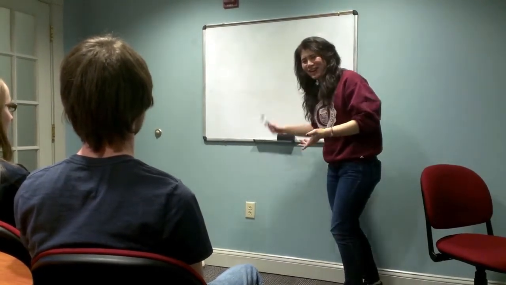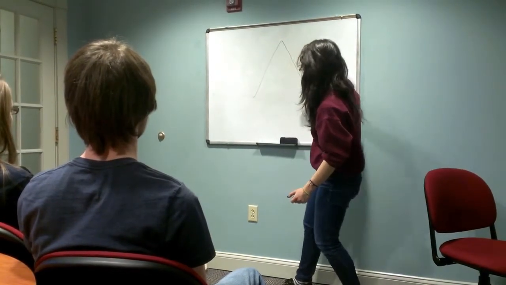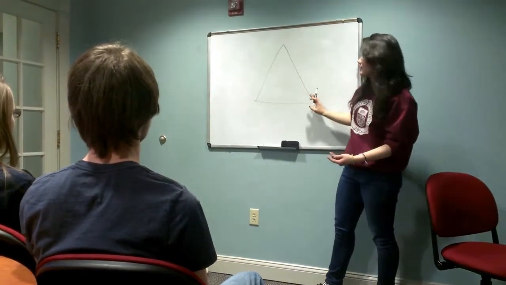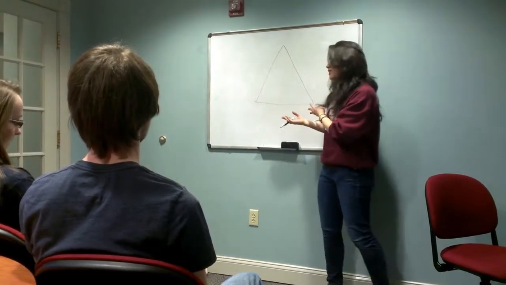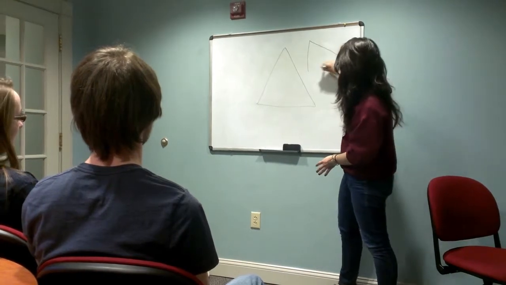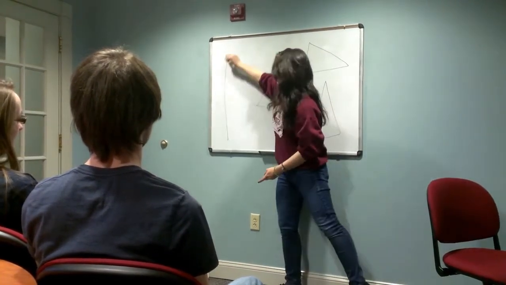So, what is a triangle? It is a type of polygon that has 3 sides and 3 corners, or vertices. Now, the thing about triangles is they don't all look like this. They look really different. Some of them look like this, or even this.